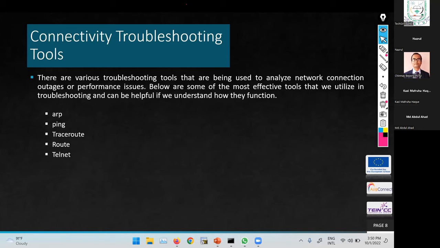Okay, sir. So for network connectivity troubleshooting, we use a lot of tools to troubleshoot or mitigate issues and understand what the problem is. We can use the ARP tool, ping, traceroute, route, telnet, all of those, to analyze where the problem is. ARP, address resolution protocol, connects an internet protocol address to the physical machine address. Also we know there's the MAC address.